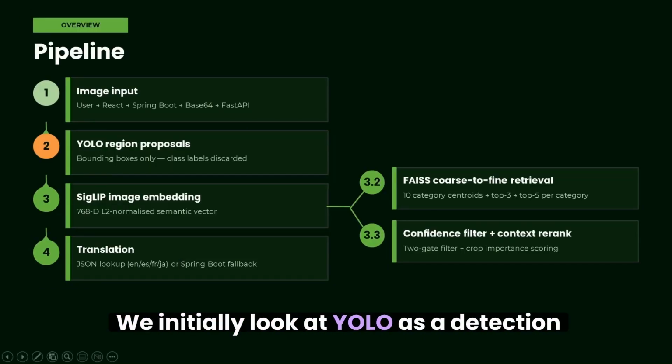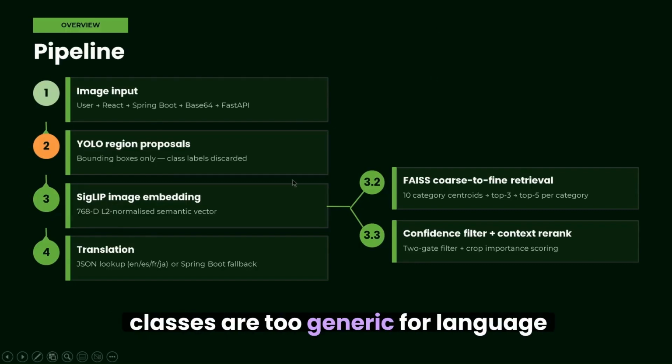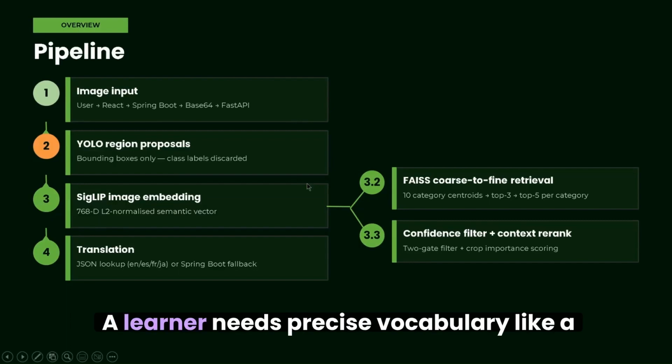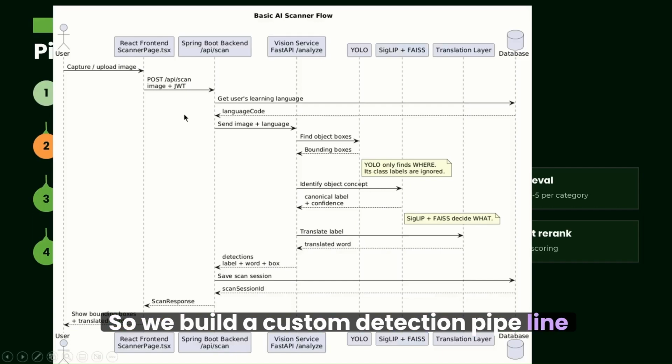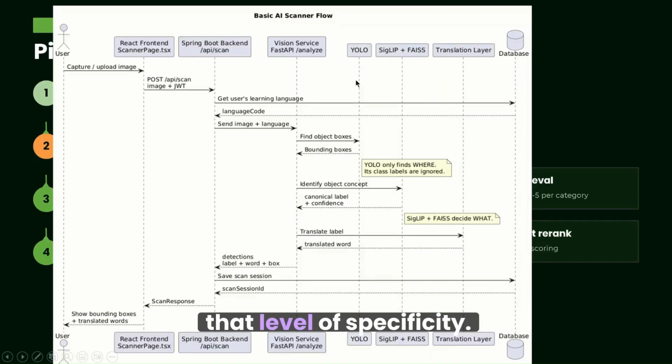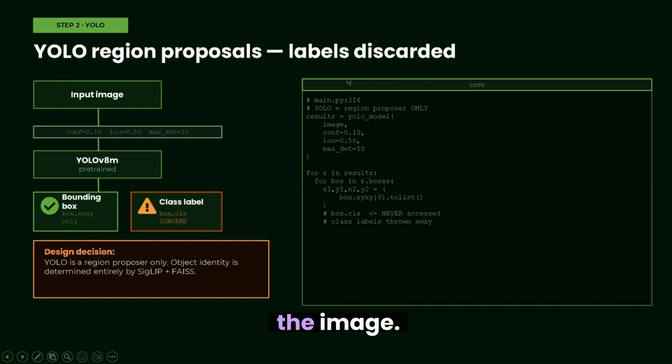We initially looked at YOLO as a detection solution, but the problem is YOLO's classes are too generic for language learning. A learner needs precise vocabulary like "espresso cup" or "teacup," not just "cup." So we built a custom detection pipeline that's used together with our Google Vision language model to get that level of specificity. The pipeline starts when FastAPI receives the image.